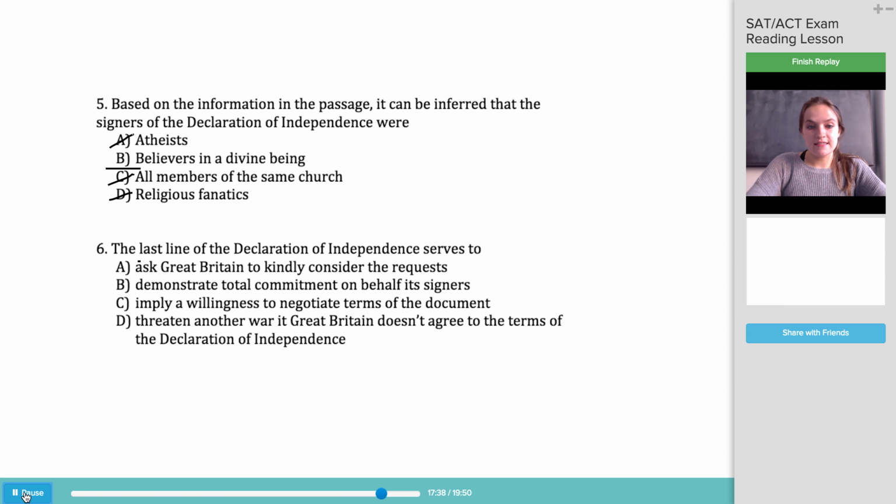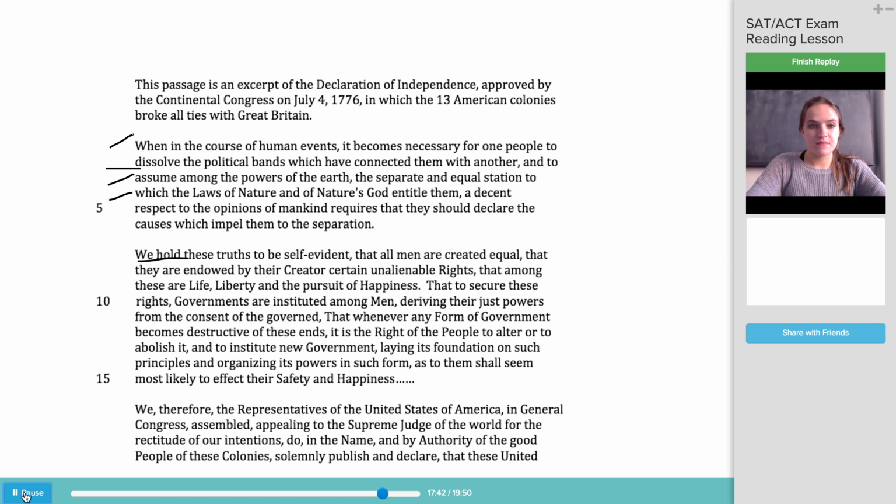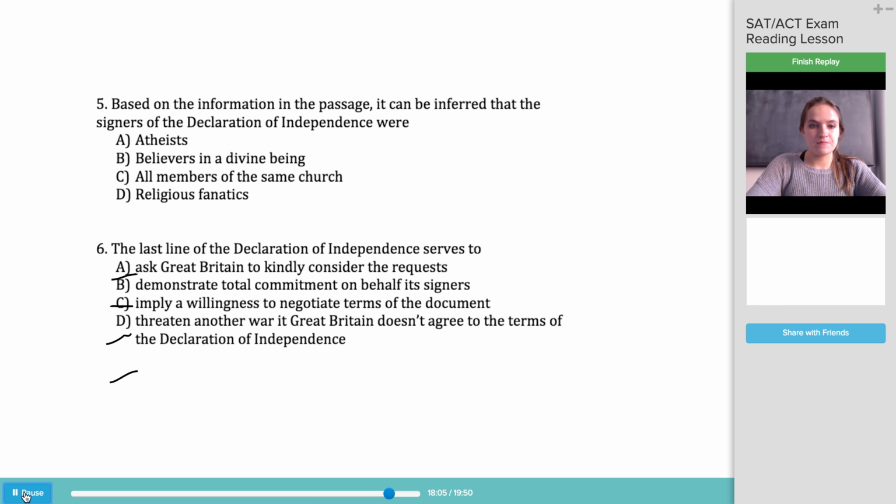Again, last line. So let's review the last line of the passage and make our selection. Okay, and for the support of this declaration, with a firm reliance on the protection of divine providence, we mutually pledge to each other our lives, our fortunes, and our sacred honor. So the key verb here is we mutually pledge to each other. So I'm going to guess that's the main idea of this sentence. Review our question and make the best decision.